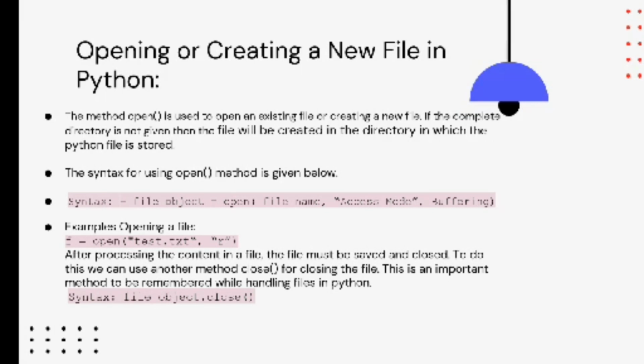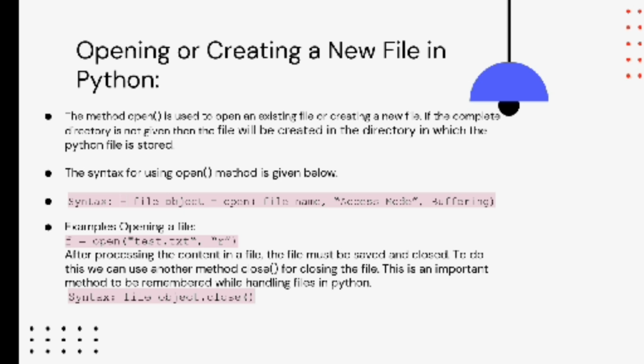The first topic is opening or creating a file in Python. The open method is used to open an existing file or create a new file. If the complete directory is not given, then the file will be created in the directory in which the Python file is stored. The syntax for using the open method is: file object assigned to open, within parentheses file name, access mode and buffering number.